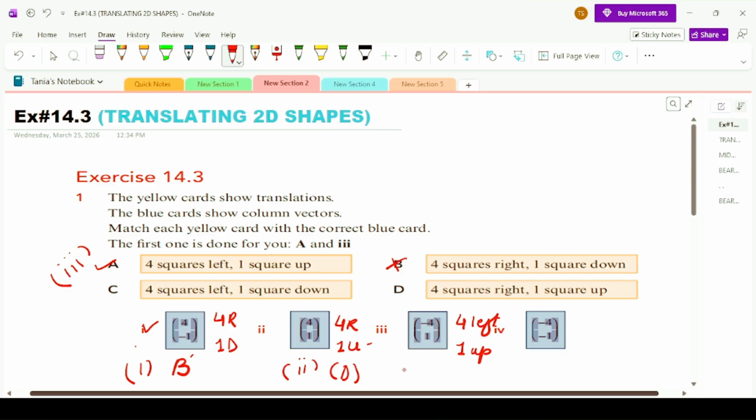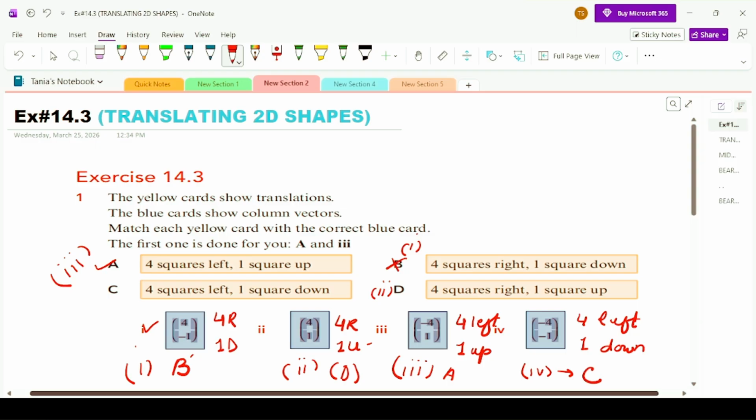So we can say the third one is going to be matched with A, the second will be matching with D, and this is with 1. Now 1 is remaining, obviously it will match with C, but we will check. Minus 4 means 4 times left and minus 1 means 1 time down. So 4 times left and 1 time down. So the last one, the fourth one, is going to be matched with C.